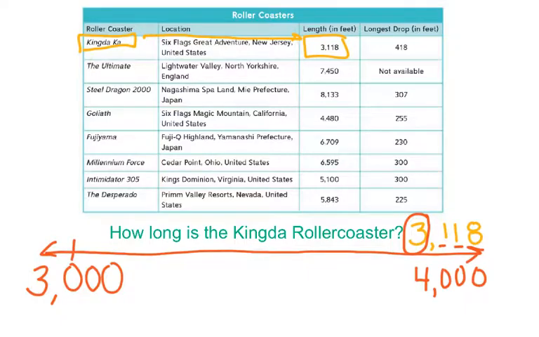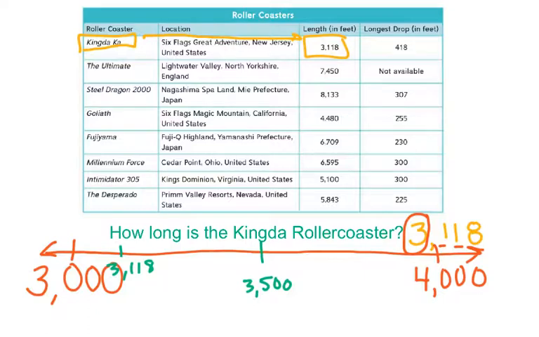This is the lower number. This is the higher number. Where would 3,118 be on that number line? Go ahead and pause and write where you think that number would be. The first thing that I know is halfway between 3,000 and 4,000 would be 3,500. So I know that number is less than that. So maybe it would be right about here or similar to that space.